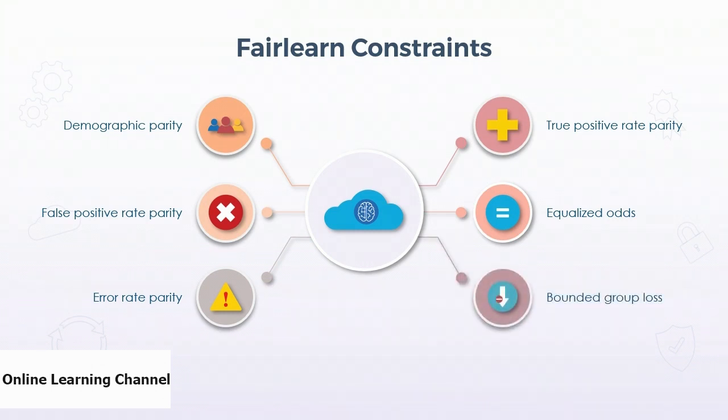And finally, we have the bounded group loss constraint. This constraint attempts to restrict the loss for each sensitive feature group, and generally this constraint is used explicitly with regression models where loss is actually calculated.